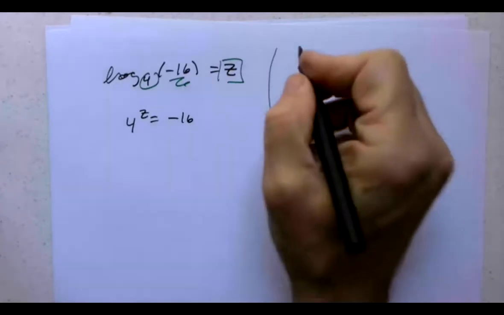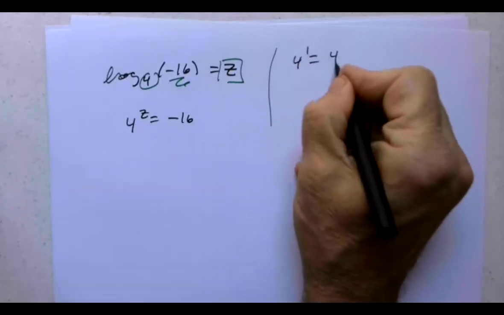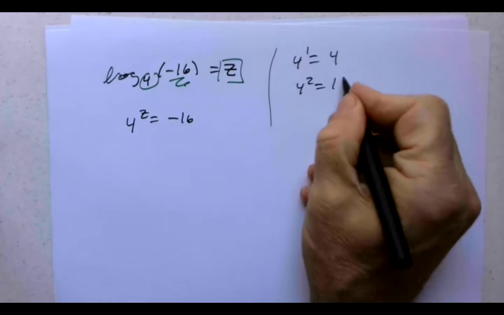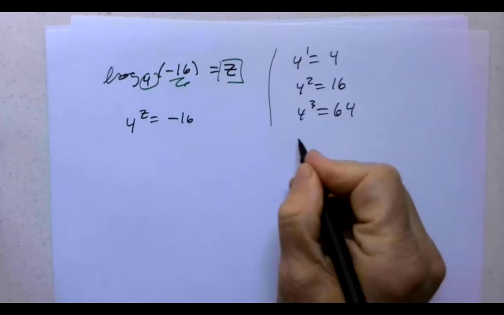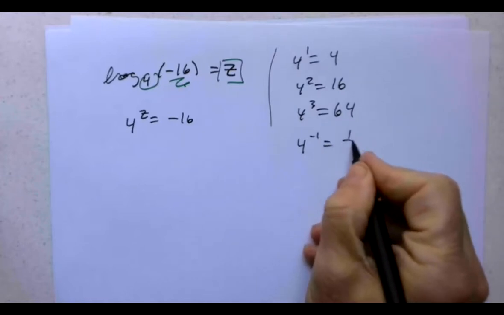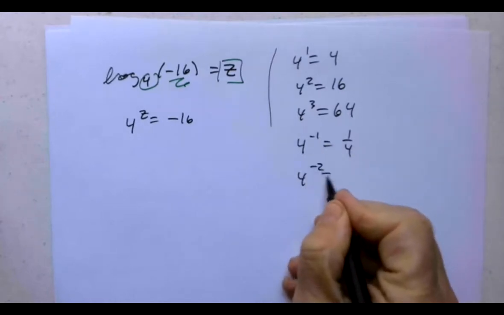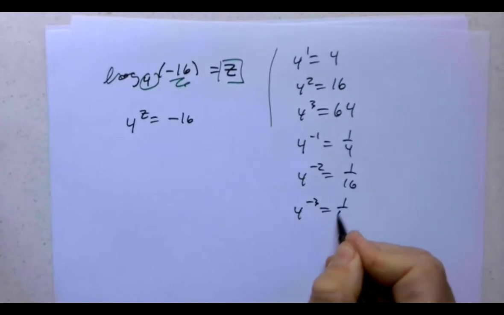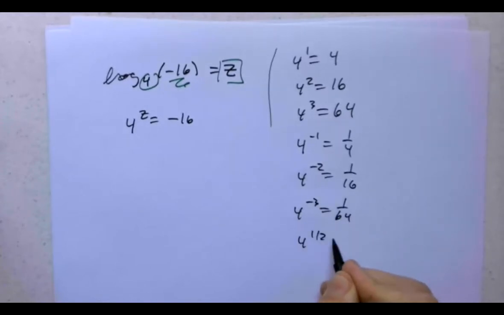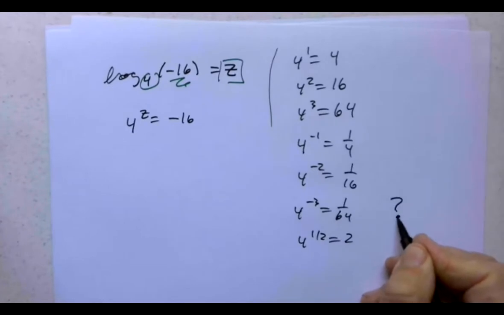Well, let's look at some numbers. 4 to the first is 4. 4 to the second is 16. 4 to the third is 64. I'm not seeing negative 16. 4 to the negative 1 is 1/4. 4 to the negative 2 is 1/16. 4 to the negative 3 is 1/64. 4 to the 1/2 is 2. Can 4 to something ever be negative 16?